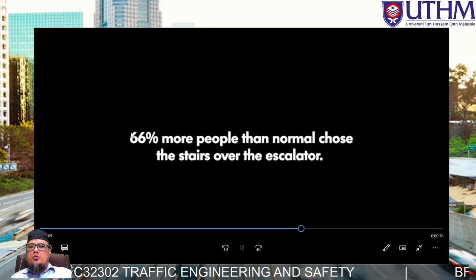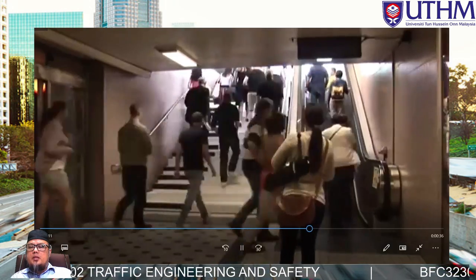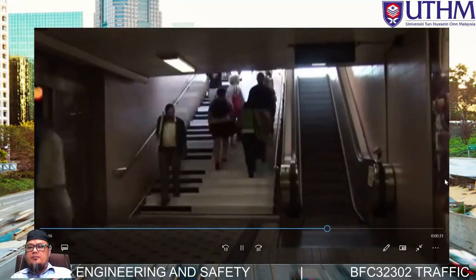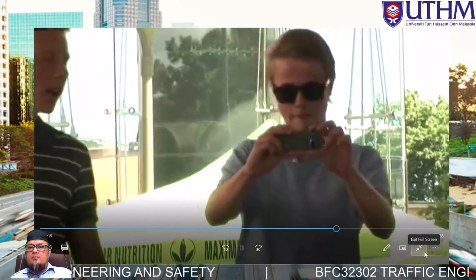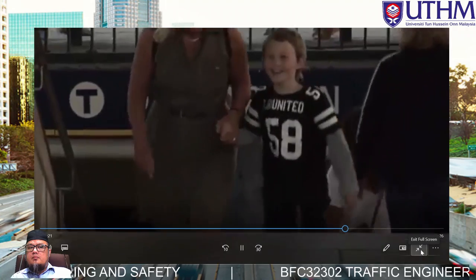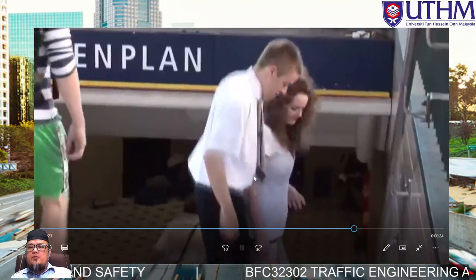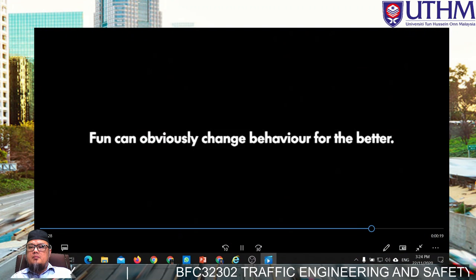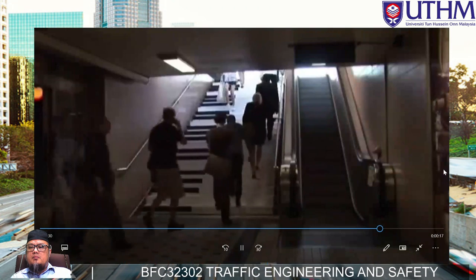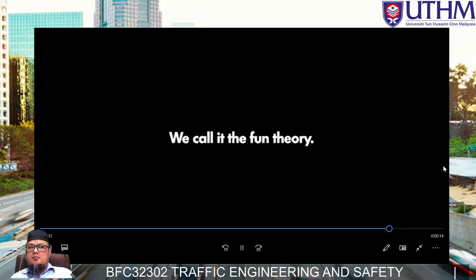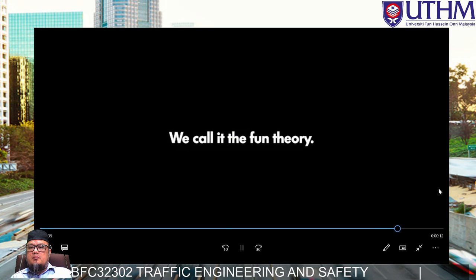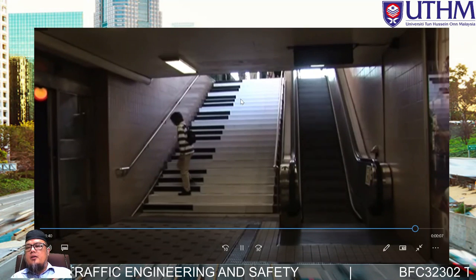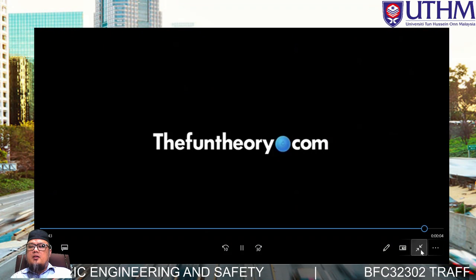So it gives some good results. 60% of people are enjoying using this staircase. Even this one also wants to use the staircase. This one, they're going to play, eh? They know they want to use the staircase.